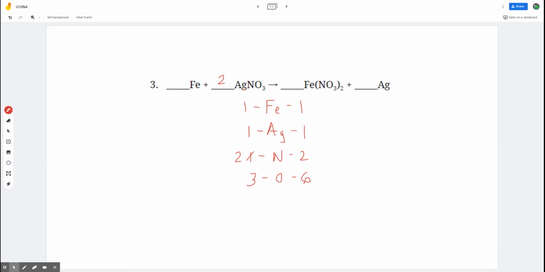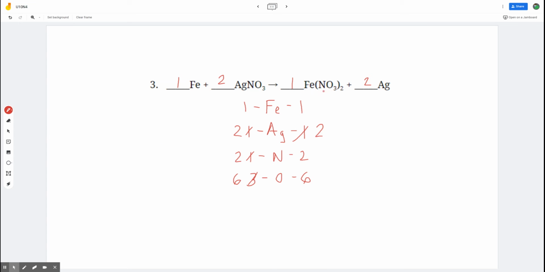So that changes a couple things here. It changes silver, now I have 2. And it changes oxygen, 2 times 3 gets me 6. So now oxygen works out, nitrogen works out, silver is unbalanced. So I need to do that one. And now this thing is balanced. So 1, 2, 1, 2.